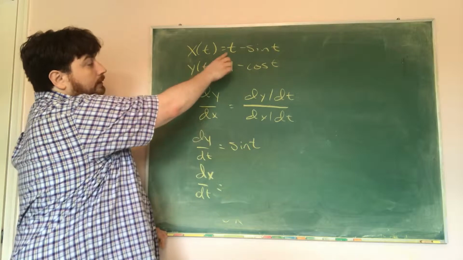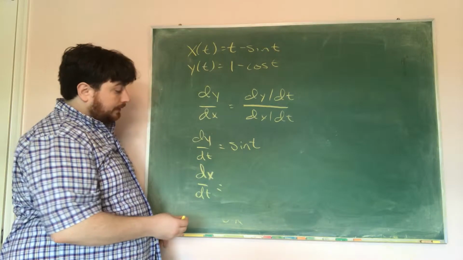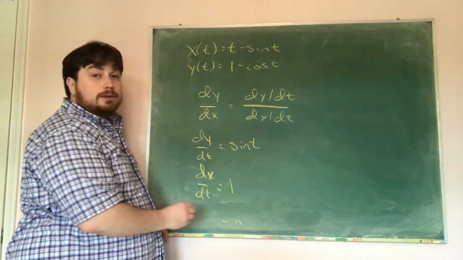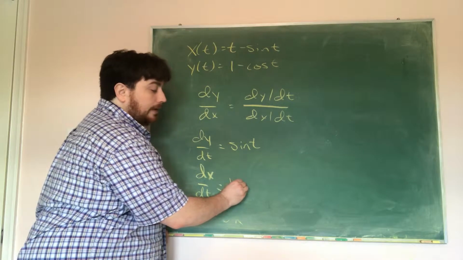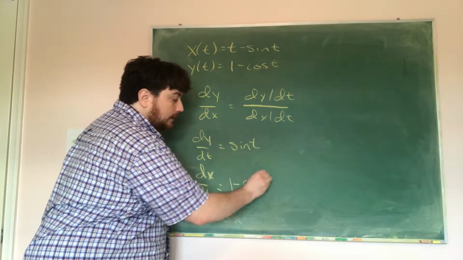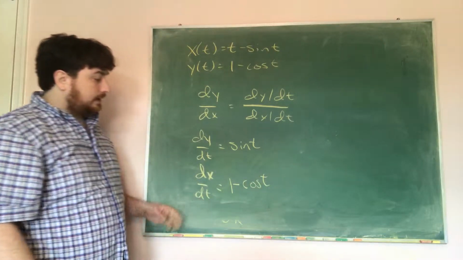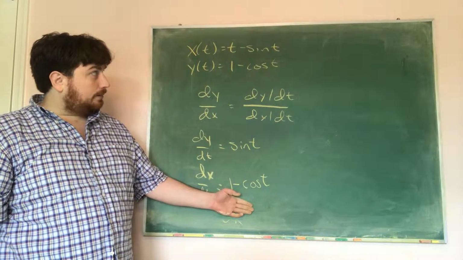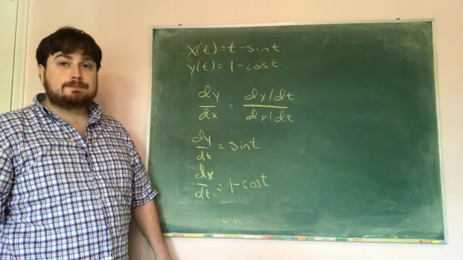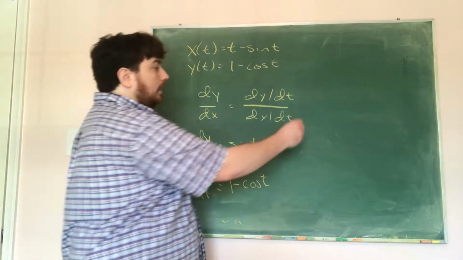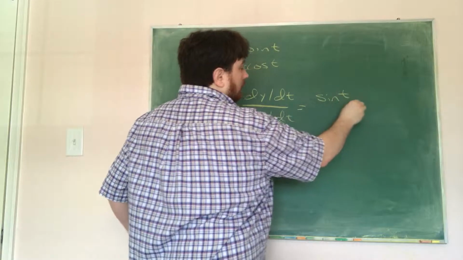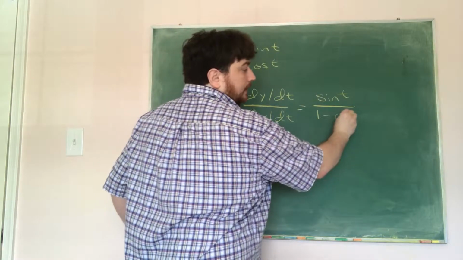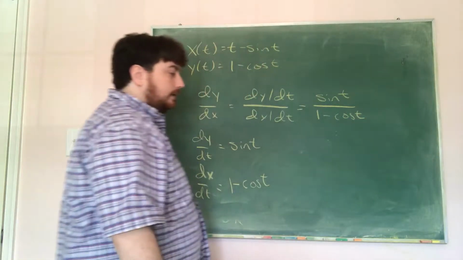If we look at the derivative of x with respect to t, the derivative of t is 1, whereas the derivative of sine is cosine. So the derivative of negative sine is negative cosine. So what I end up with is dx/dt is just 1 minus cosine t. If we combine that together, what we get is dy/dx is sine of t all over 1 minus cosine of t.